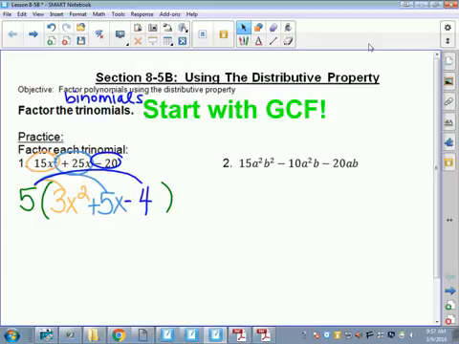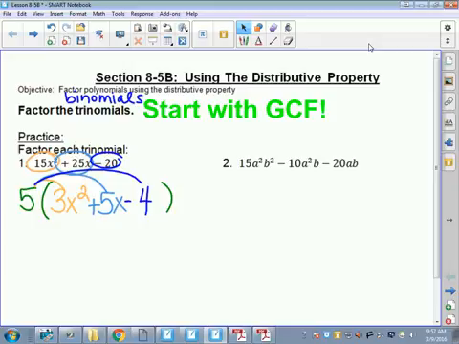Right? So that's how we do it, exactly the same as what we did before. So nothing's changed for that trinomial. When we get into section 8.7, we'll talk about looking at those trinomials. But that's what we're going to do. So for number 2, I've got a 15a to the second b to the second minus 10a squared b minus 20ab. First of all, you want to look at numbers or variables first?